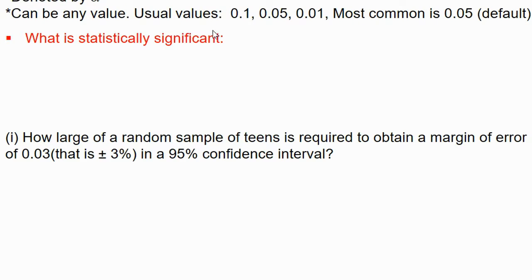The most common values that we use are 0.1, so 10%, 5%, or 1% significance level. Now, the most common is the 5%, and that's what we did on Friday. So anything that was 5% or less, we said, I reject the null hypothesis.